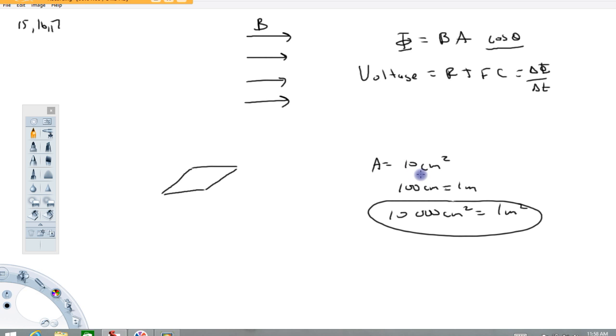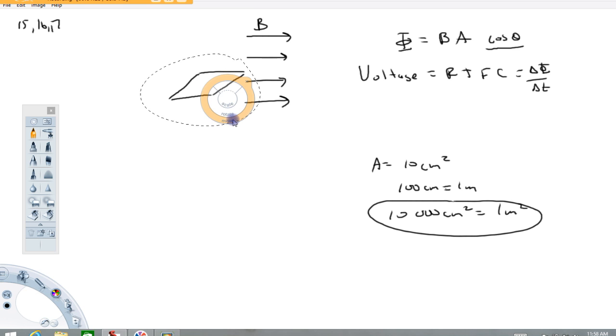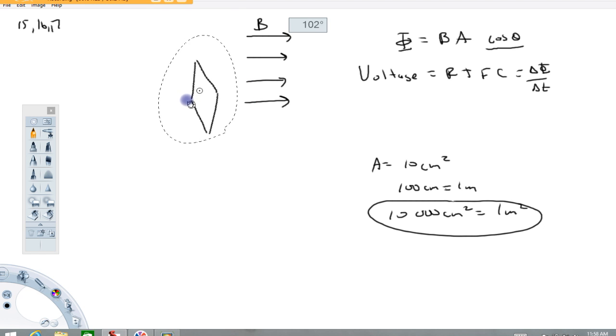Now, part A says when the field is perpendicular to the plane of the loop. So I believe what they mean by that is, when the field is perpendicular to the plane, I think they mean in orientation basically like this. And that's where the flux is equal to field strength times area. It's a maximum. I'm going to skip part B for just a minute.